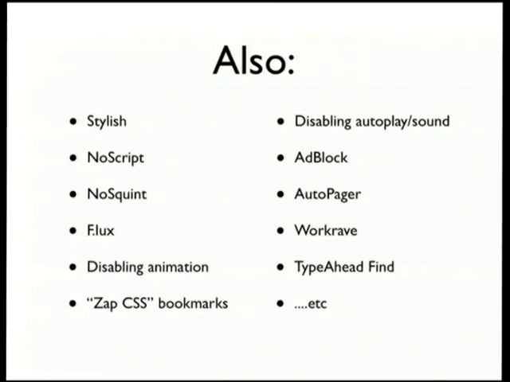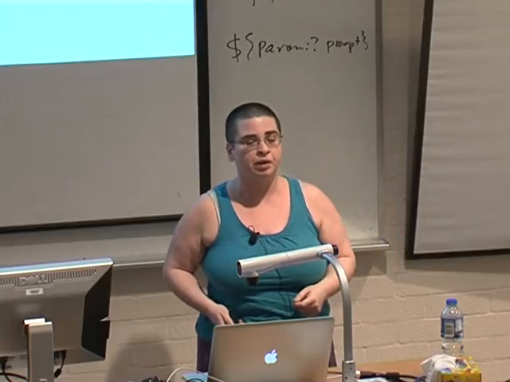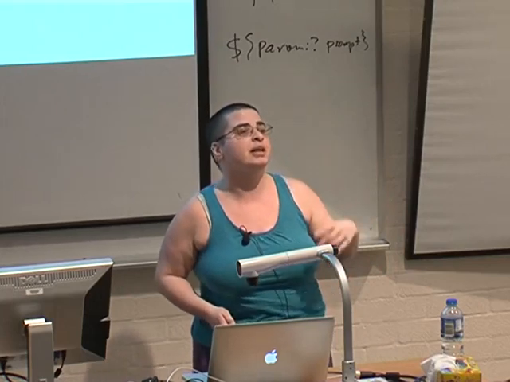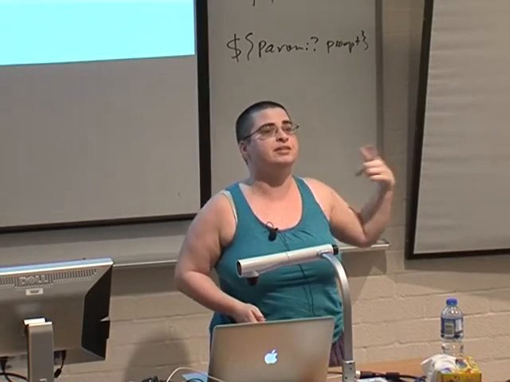And then other people, yes? Just because this is a Linux crowd, Redshift tends to work better. Redshift works better on Linux, thank you. So people use Flux in order to keep from triggering migraines, because the bright light of the screen tends to trigger migraines in them. Disabling animation so that your animated GIF doesn't animate.